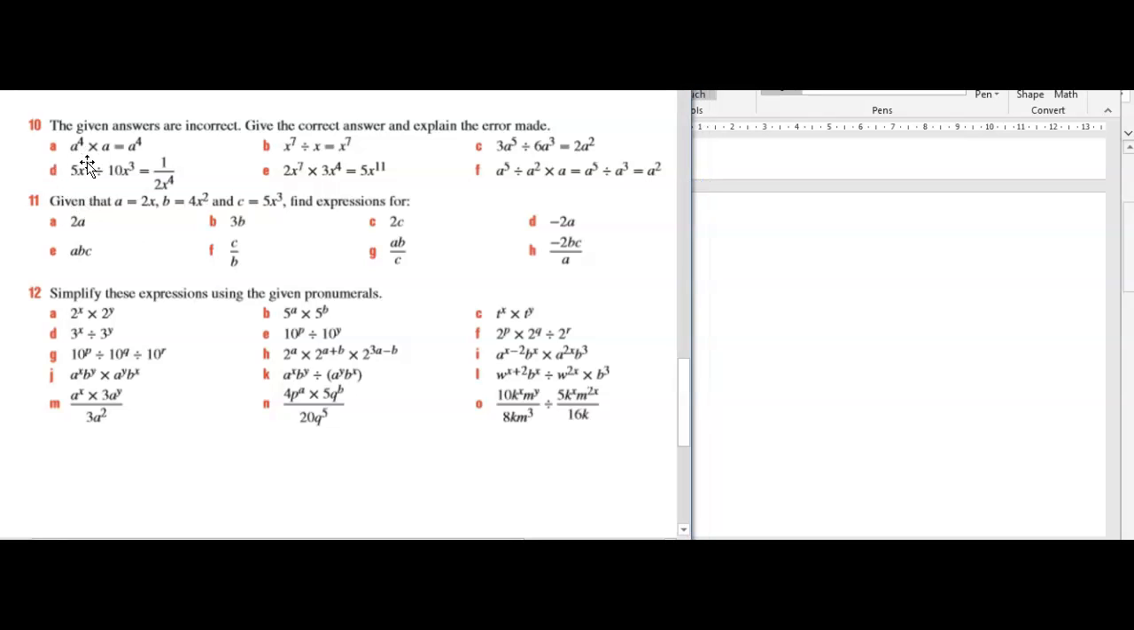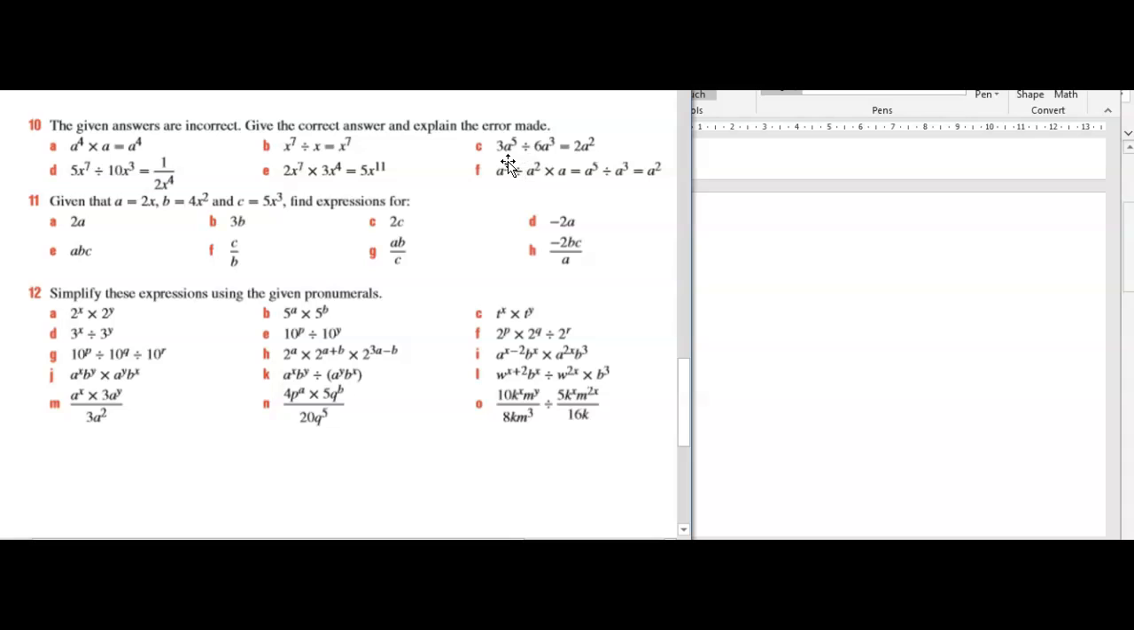Okay, so question A, we've got A to the power of 4 times A equals A to the power of 4. Now, the mistake, they've assumed that the power of A is 0, or not realized that it's 1. So just make sure that if the power is not written there, it's 1. Now, if the power was 0, and we're going to do this later when we do the 0 power, anything to the power of 0 is just 1. Okay, so if you've got a pronumeral by itself, then the power of that pronumeral is 1. Okay, the same problem has happened here, so let's move on.